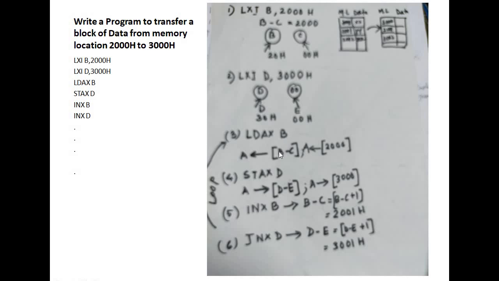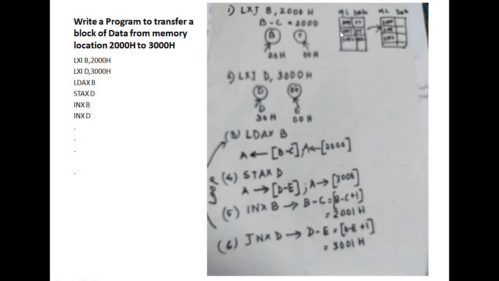Right? So whatever data was stored in the accumulator, what data was it storing? XX. By using LDAX, I have loaded the data of 2000 into the accumulator. So the 2000 memory location was containing data XX, and that was transferred to register A. Now as soon as I write STAX D, the data of register A will go to the memory location indicated by the DE pair, so it will get transferred into memory location 3000. So 3000 will now contain XX. So one data is already transferred.